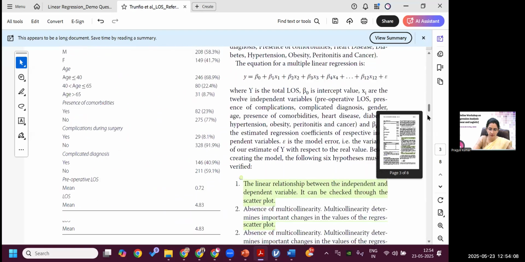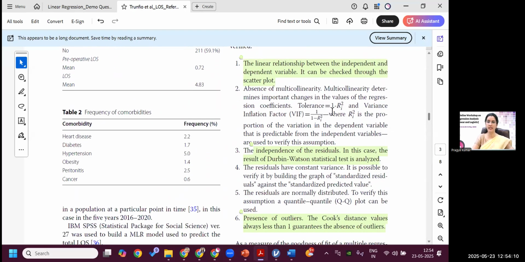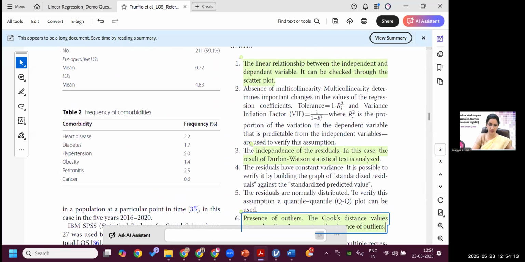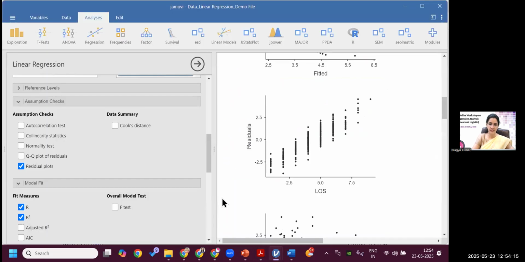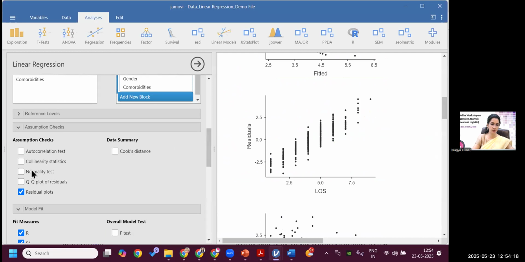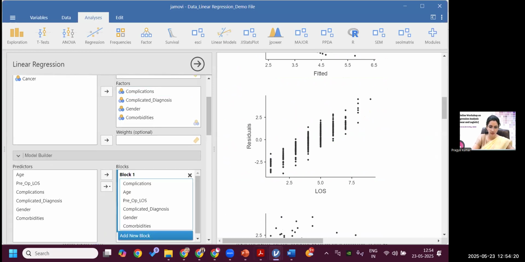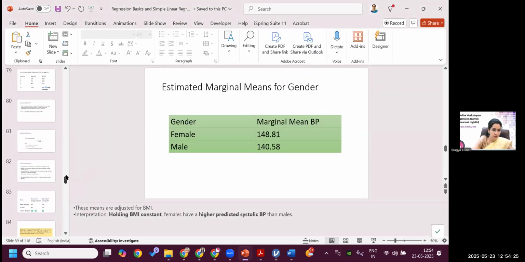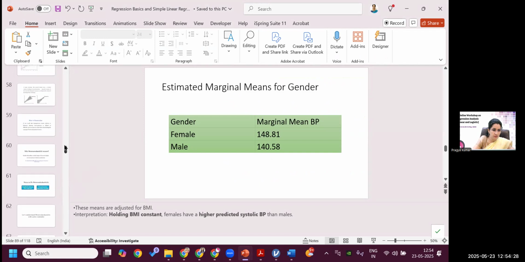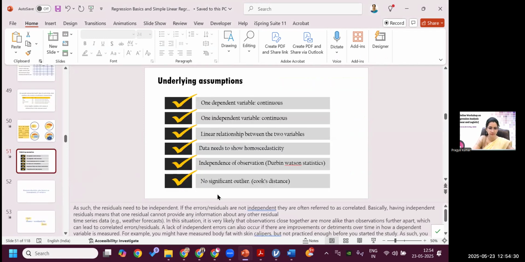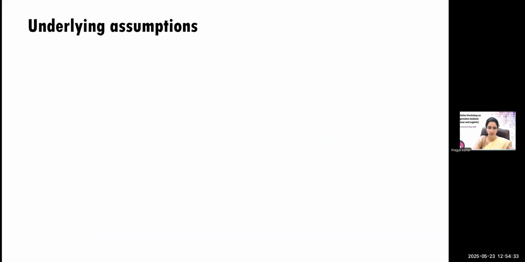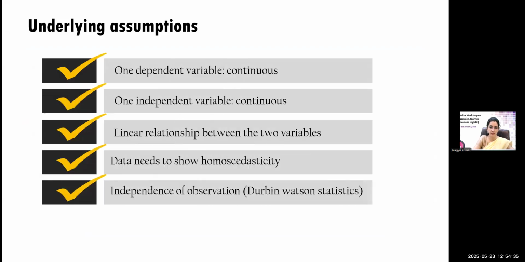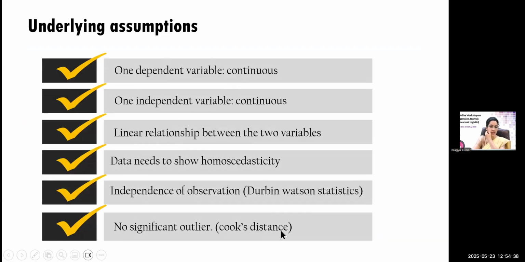I think they have done it for the linear regression. I'll tell you regarding the collinearity and Durbin-Watson statistics. Basically Durbin-Watson, if you see the autocorrelation in the assumption section, I think I missed that. When I was telling you the underlying assumptions, there should be independence of observation, or Durbin-Watson statistics. The value of Durbin-Watson statistics should be less than 2.